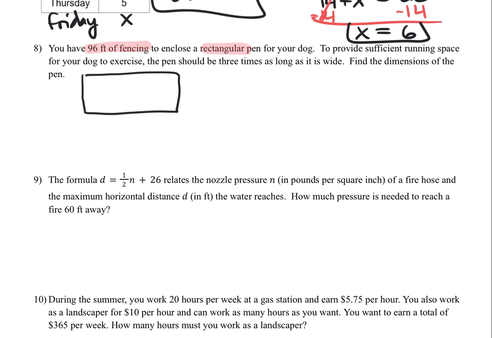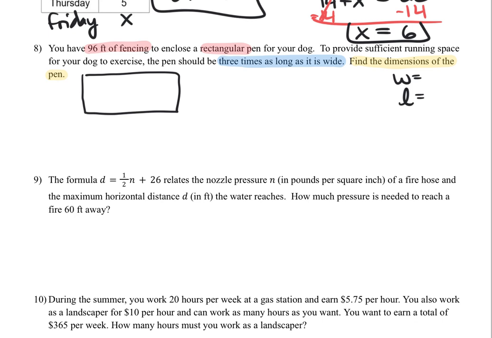To provide sufficient running space for your dog to exercise, the pen should be 3 times as long as it is wide. All right? So 3 times as long as it is wide. Find the dimensions of the pen. So dimensions are your length and the width. That's what we really want to find by the end. W equals what? Length equals what? So that's what they're asking. I need to find this.